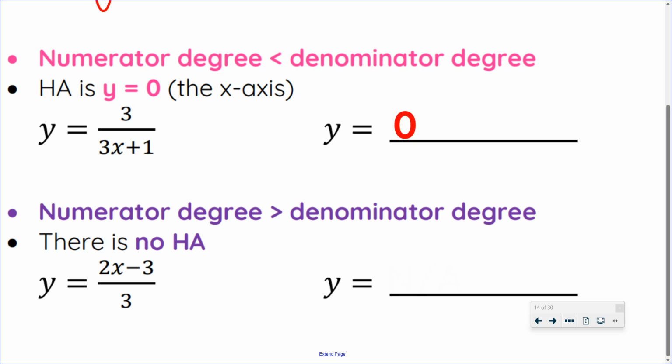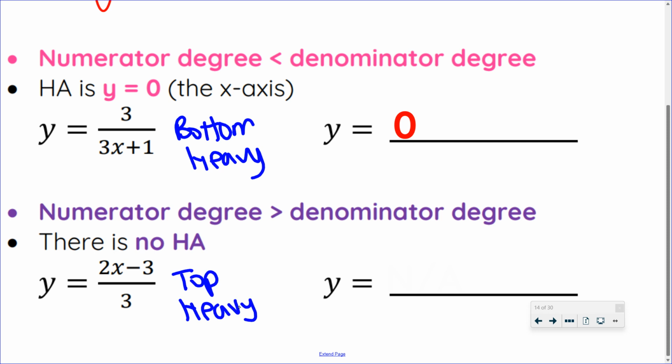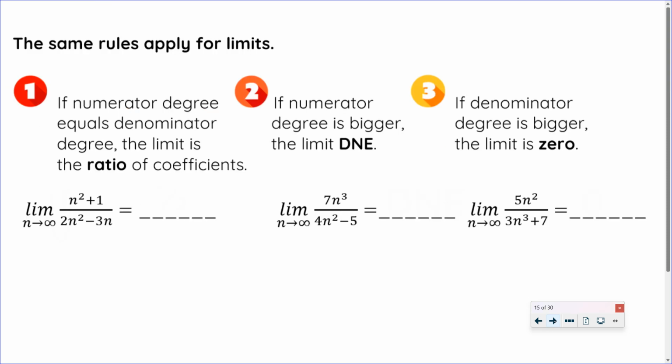The third type of horizontal asymptote is when I have a top-heavy function. So this one here is called the bottom-heavy functions because the denominator is bigger and it'll always equal 0. These ones here are called top-heavy functions, which means that the degree of the numerator is bigger than the degree of the denominator. In that case, there is no horizontal asymptote because it's just going to grow bigger and bigger without bound. So we can take that idea and apply it to limits.